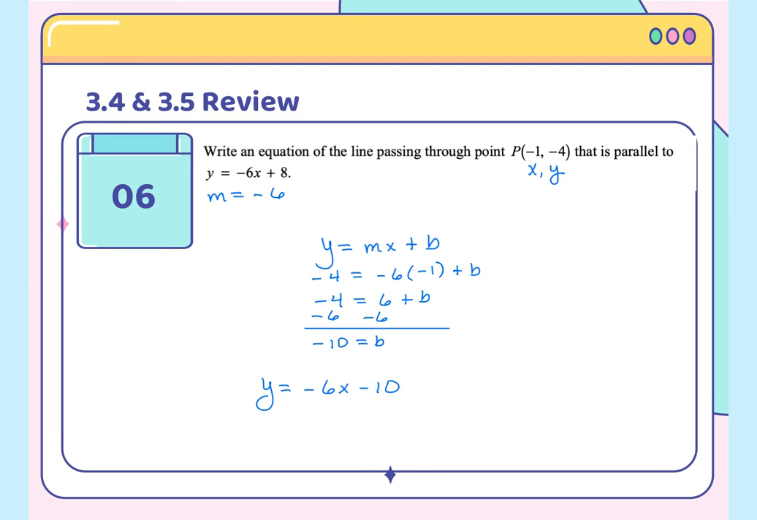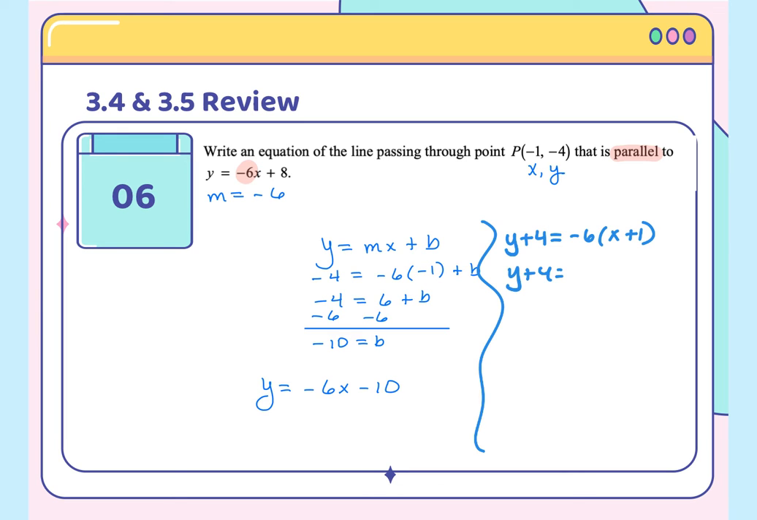All right, then 6: write the equation of a line passing through point (-1, -4) that's parallel to y equals -6x plus 8. So I need to take the slope out of the equation that's given, and that would be -6. Because it's parallel, I keep that slope as -6. And then you can plug that into y equals mx plus b.